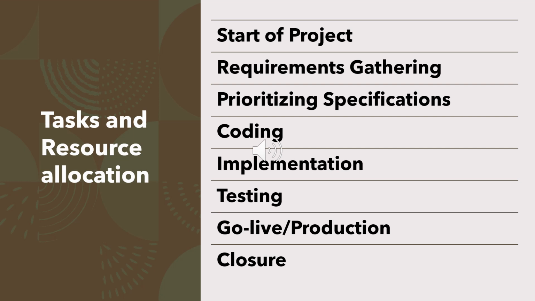So the next thing is requirements gathering. Requirements gathering is a phase where meetings are held with the stakeholders and all the specifications that are expected are collected and outlined in proper documentation. Next thing is prioritizing specifications. The specifications which we have collected from the stakeholders or clients have to be prioritized and outlined in order to proceed with the implementation.